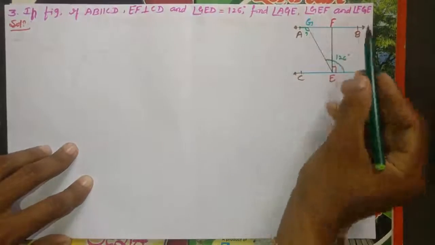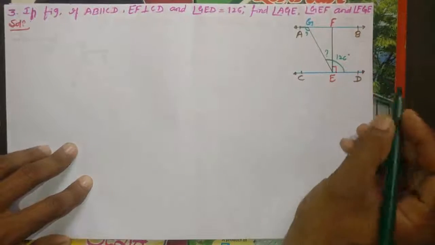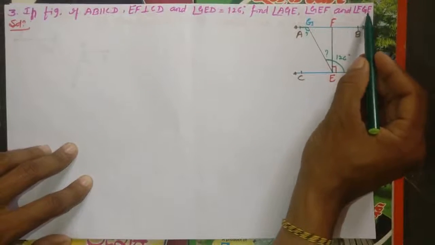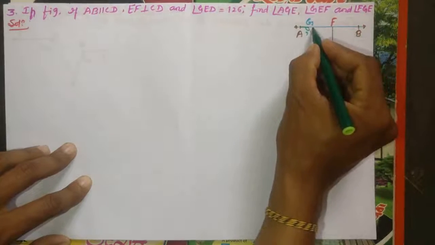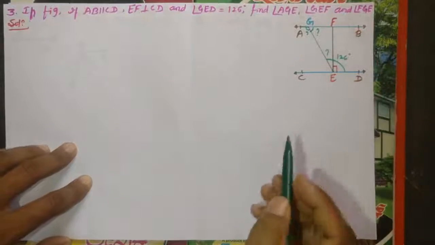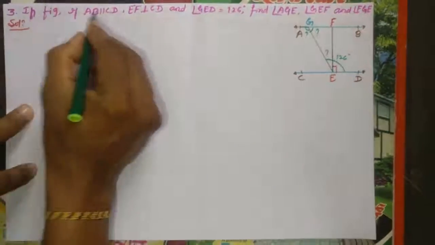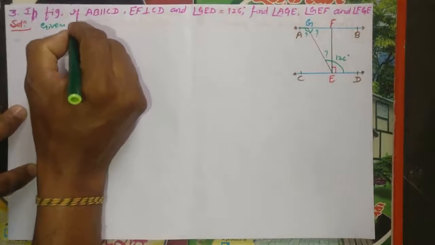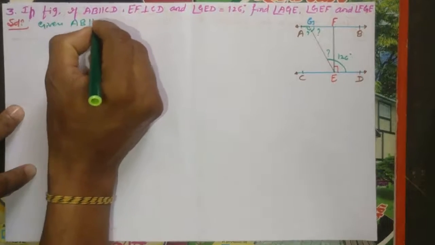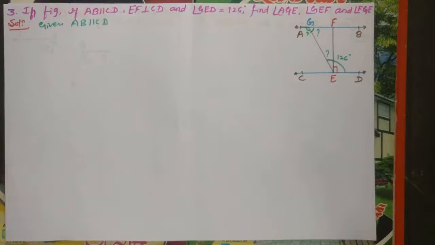Angle GEF, this also we have to put a question mark, and FGE, this also we have to put a question mark. We need to find out three angles, right? Solution: we have AB is parallel to CD, given.